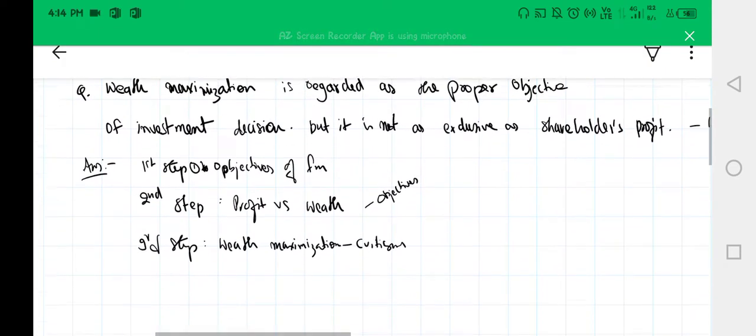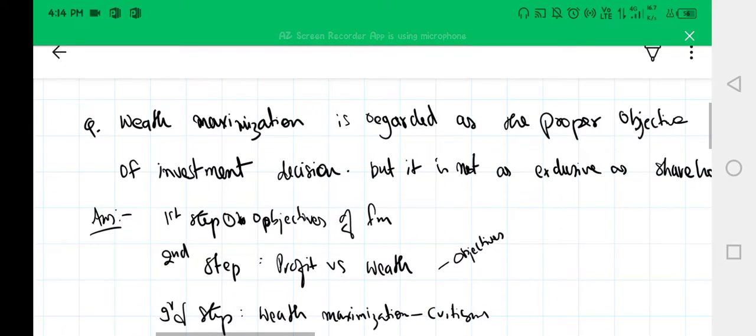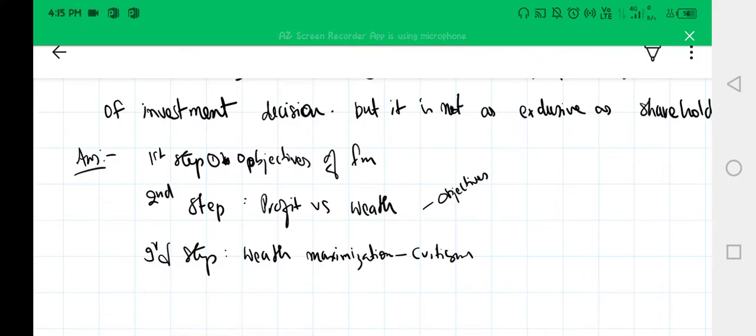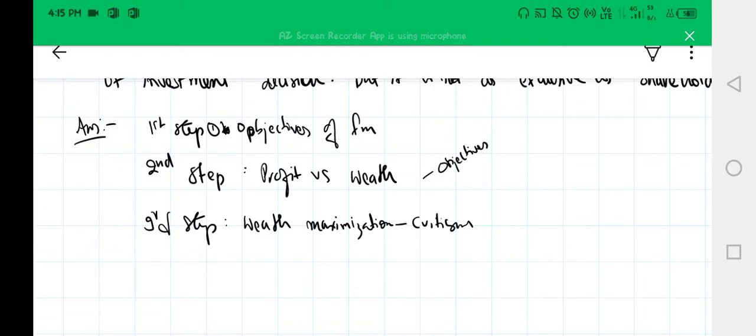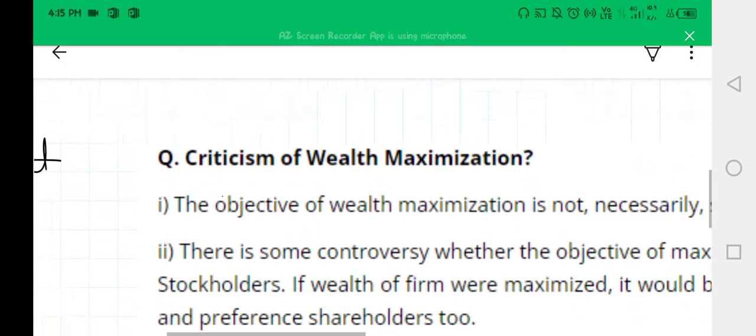It is a 14-mark question. Here, the first step is how to write the answer: first you have to write the objectives of the firm. Second, profit versus wealth. Then again, wealth maximization, profit maximization versus wealth maximization, one difference has to be written. Then you write the objectives of wealth maximization, which is obviously repeated in the differentiation with profit maximization, so you repeat it again. Then you write the criticism of wealth maximization. The criticism is this.